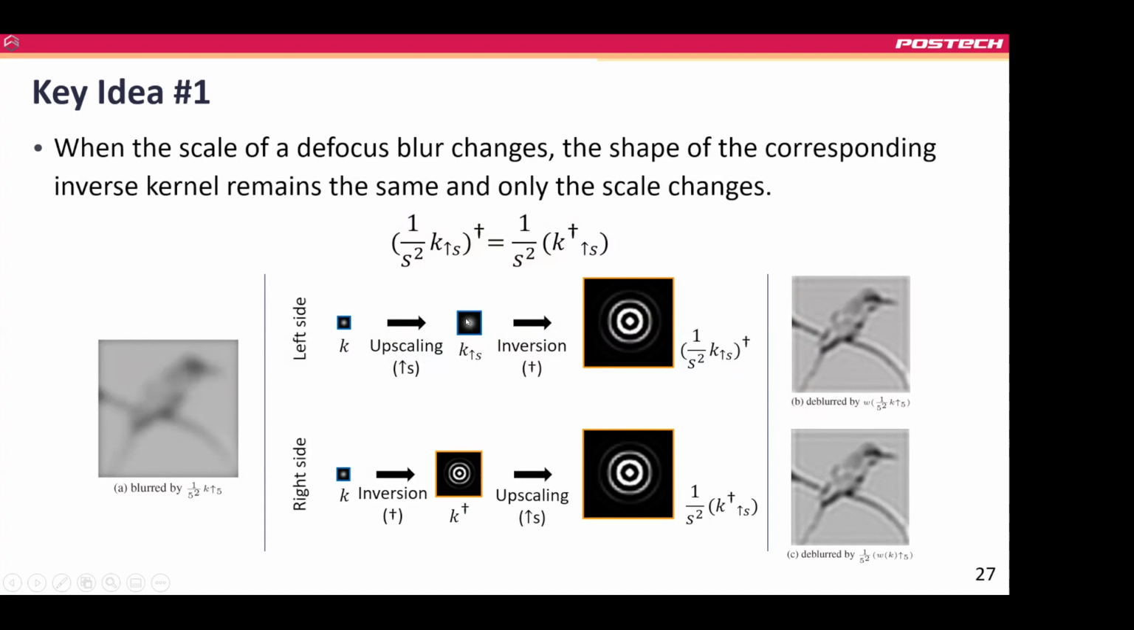That means the same corner but with a different scale, and then we take the inverse, we obtain the inverse corner, then we get this one. But this is the same as this one. This one is obtained by, we have this corner, and we obtain the inverse corner, and we upscale. Then this is the same, okay? Then also we can verify that using some example here. This is the result obtained from this one, and this was from this one. You can see that they're almost the same.